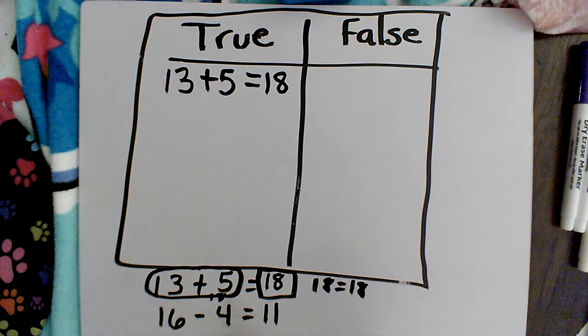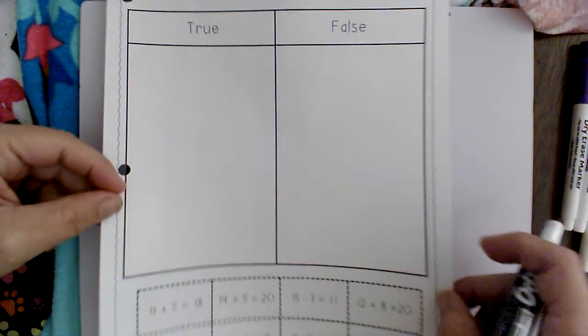Now, the paper that you get this week will look like this. It'll have the true, false, and they have the equations at the bottom. You may go ahead and cut these out and glue them up to the true or false, wherever they are, or you can just write the equation under true or false, whichever one is easier for you.